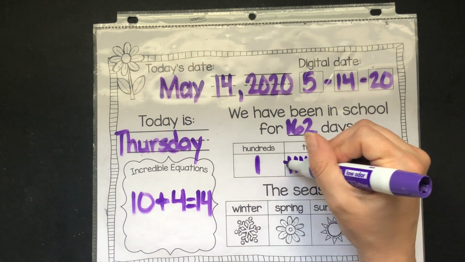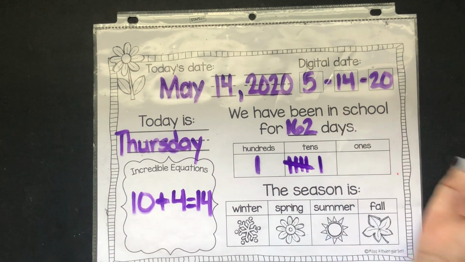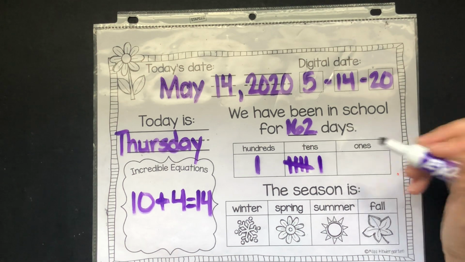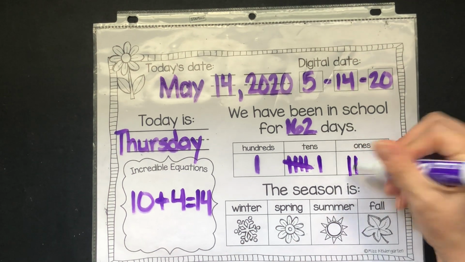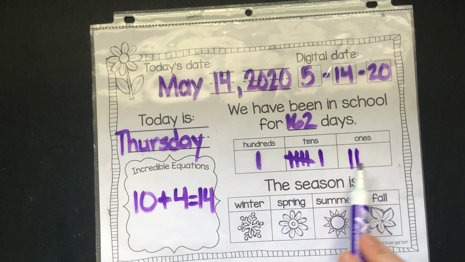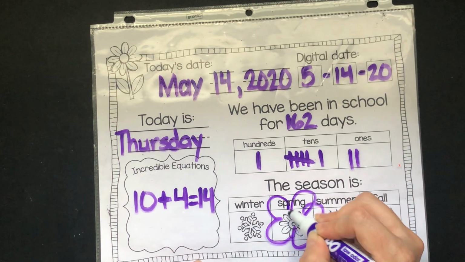So we're going to do 1, 2, 3, 4, 5, give a little space, 6. And stop. And for our ones, what digit is in the ones place? Very good. A 2. So we're making 2 tally marks. And that's how we show 162.